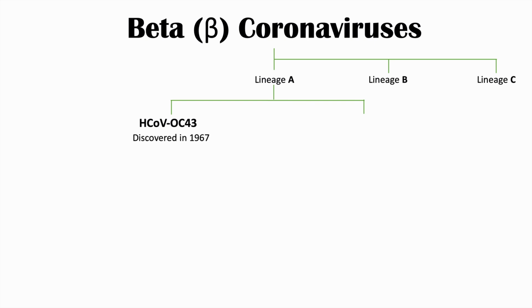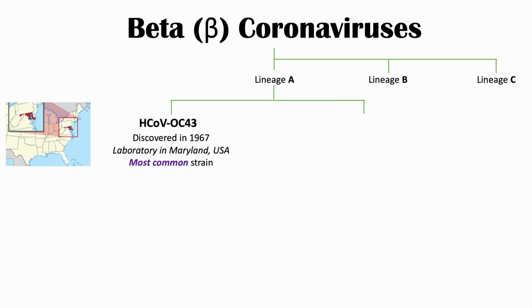So this virus was actually discovered in 1967, and it was discovered in a laboratory in Maryland, United States. This is actually the most common strain of the coronaviruses. So you can remember OC, overly common. This is the most common strain of coronavirus to cause infection in humans.